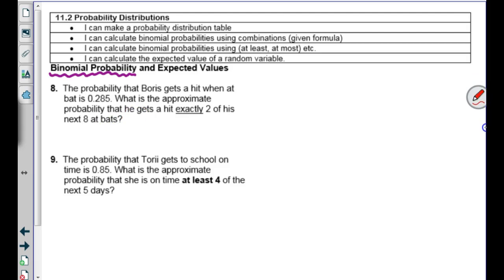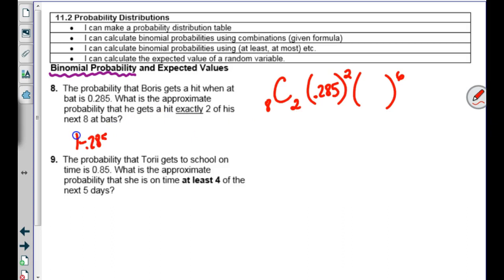When we first learned this, we did, well, how many different ways can he hit? How many, when the order doesn't matter, how many different ways can he get 2 out of 8? And then we want 2 to be successes, and we would want 6 to be failures, right? So success is 0.285. Failure is 1 minus 0.285, which would be 0.715. How did I do? Yes, I think that's right.